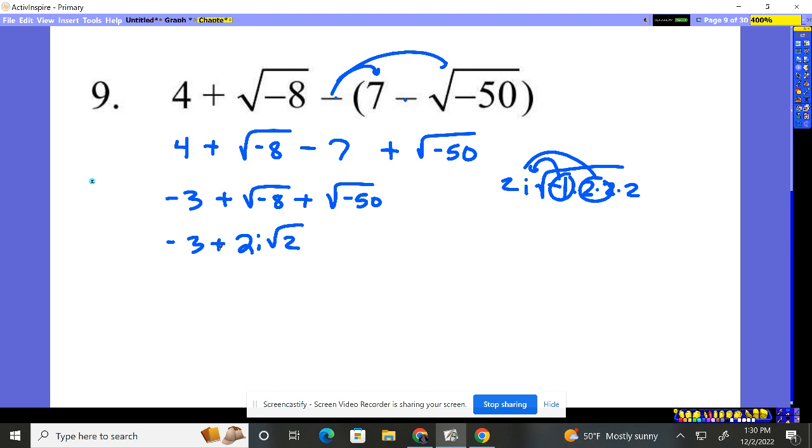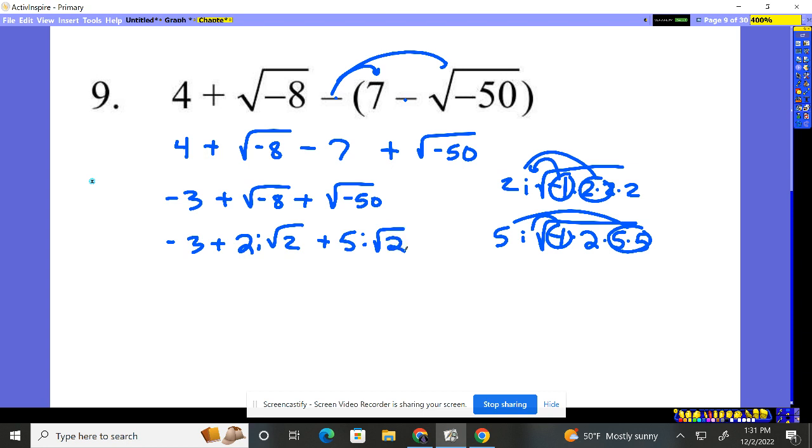Let's deal with negative 50. If you break negative 50 down, we have the negative 1, which is the negative piece. If we do a factor tree for 50, you're going to get a 2 times 5 times 5, because 2 times 5 is 10, and 10 times 5 is 50. So a 5 is coming out, and that negative 1 is coming out as an i. So I have plus 5i root 2.